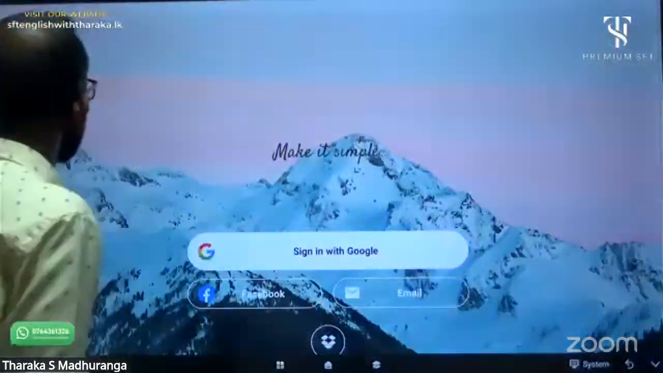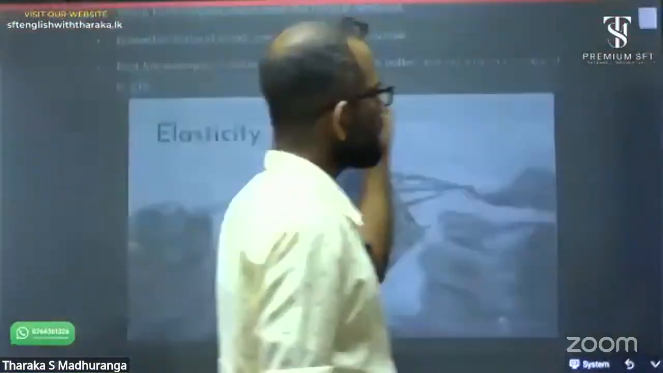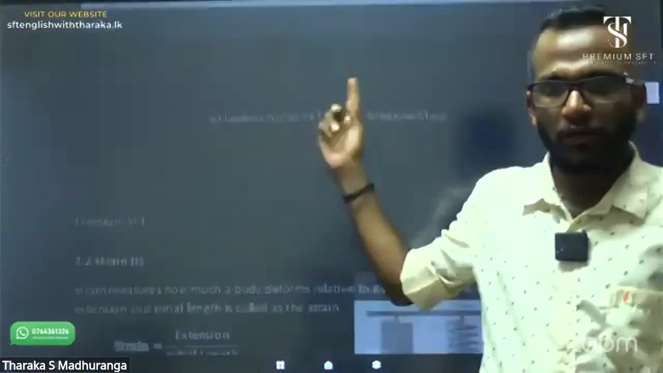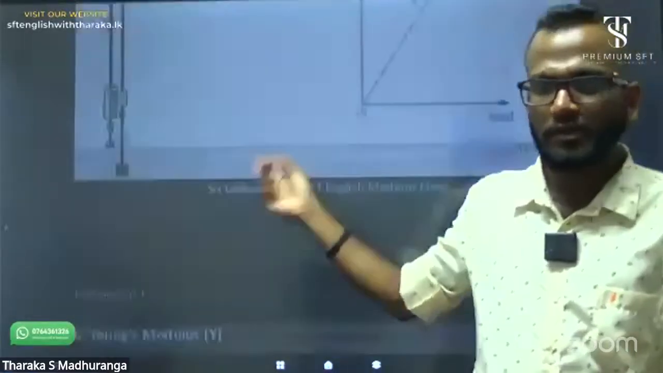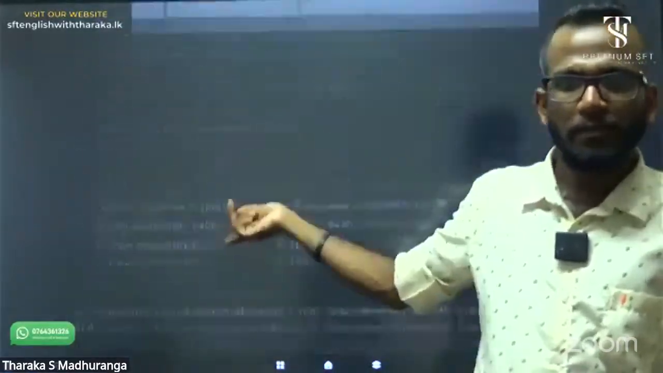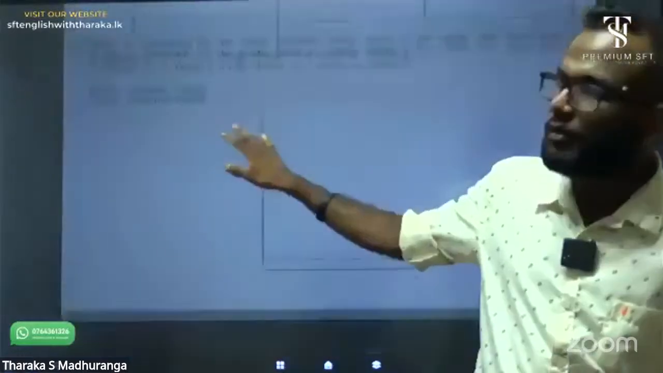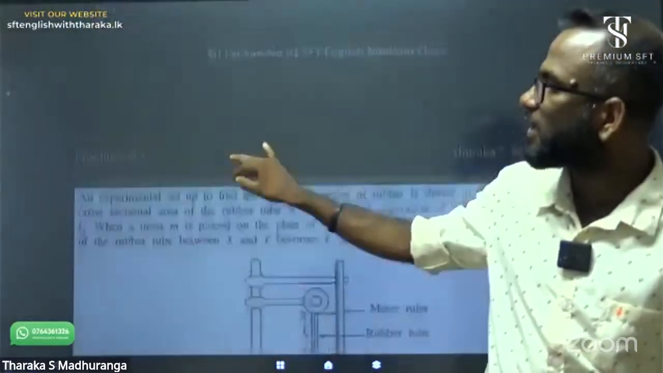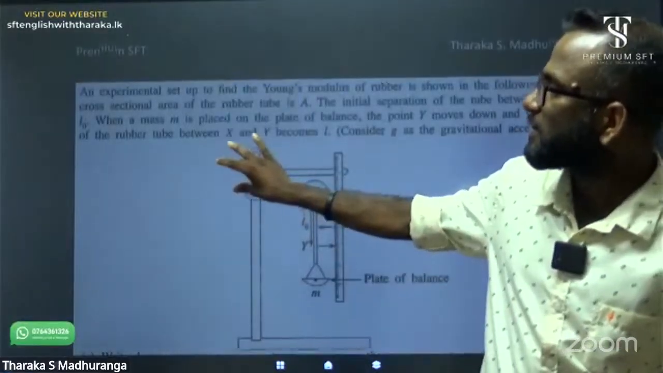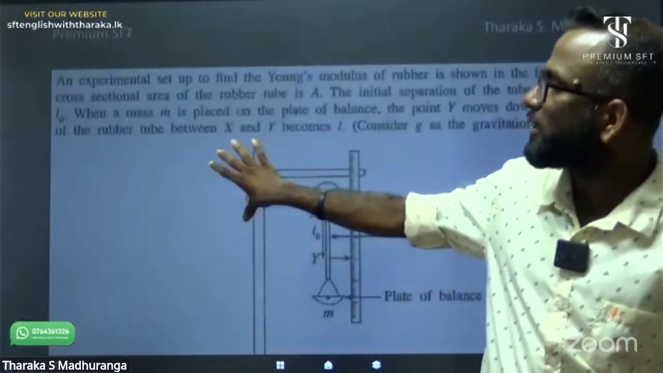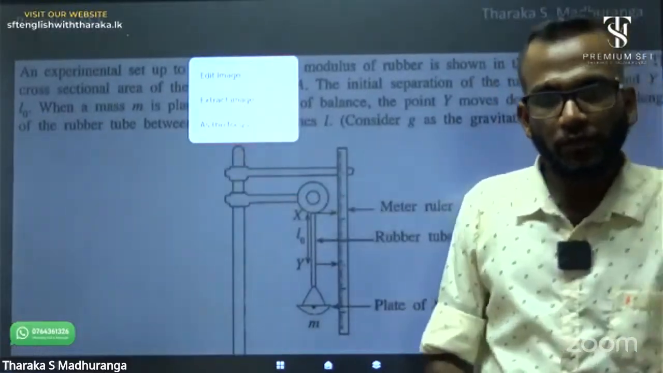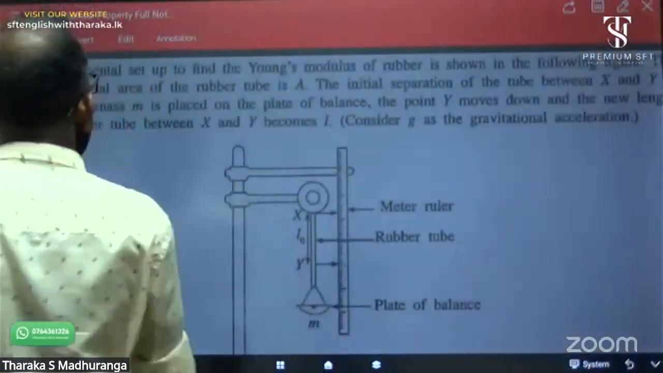Okay, find your mechanical properties of matter state. In this tube, go to the final page. We skipped some questions. I told you that after completing the coordinate geometry lesson, we can complete this lesson. Now coordinate geometry is completed, so you can complete this question.